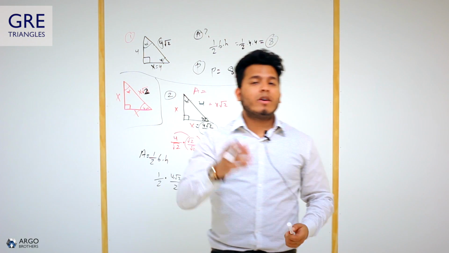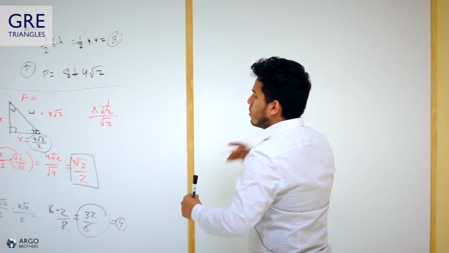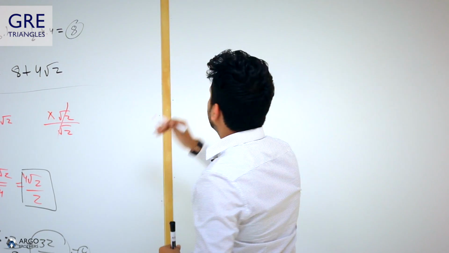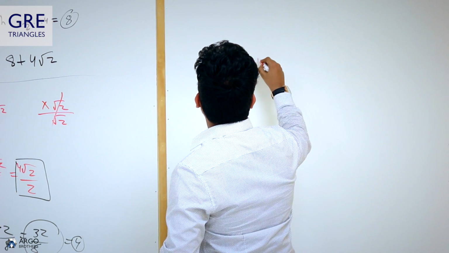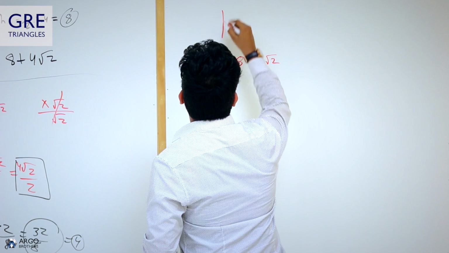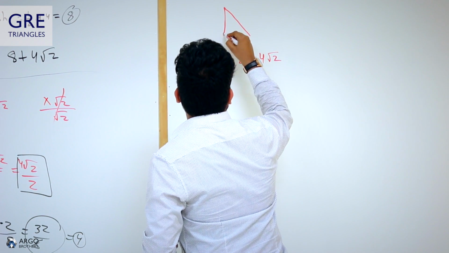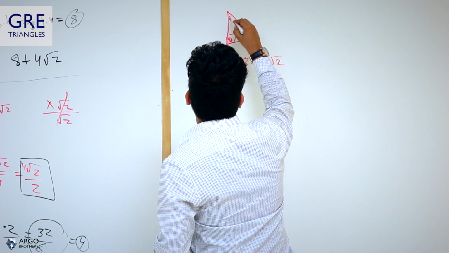Okay, so now let's go ahead and take a look at another question, okay? What if I gave you the same triangle, but now I said, you know what? I'm just going to go ahead and give you the perimeter. The perimeter is equal to 8 plus 4 radical 2. 8 plus 4 radical 2. And I have a 90 degree angle here, 45, 45.